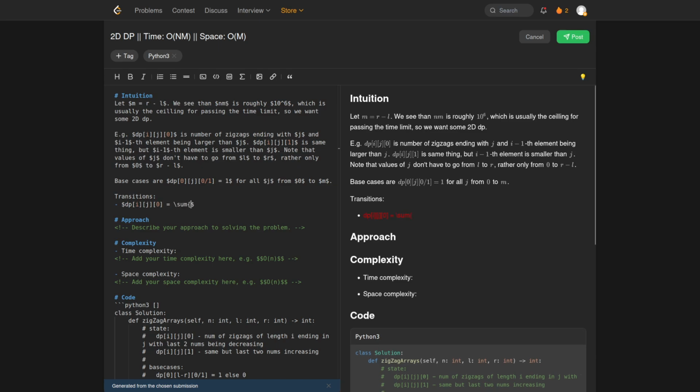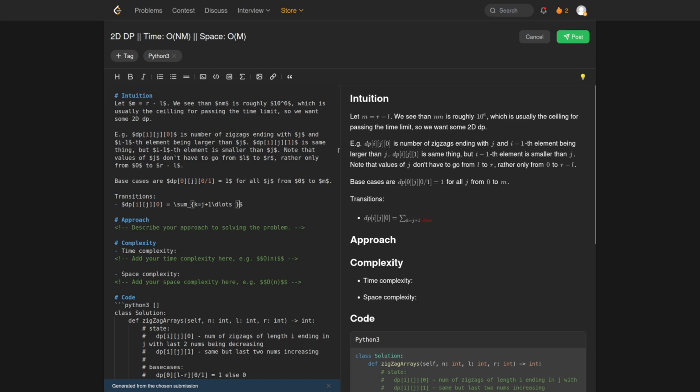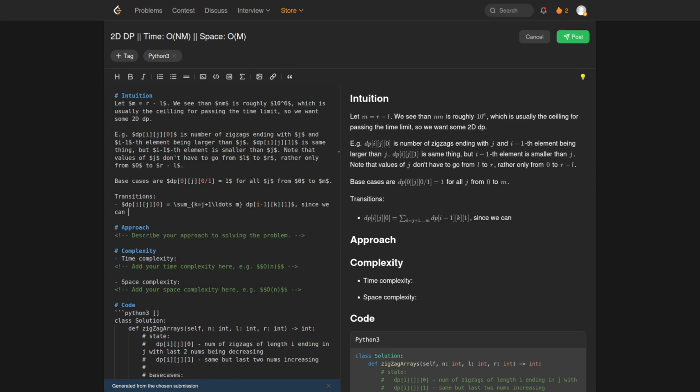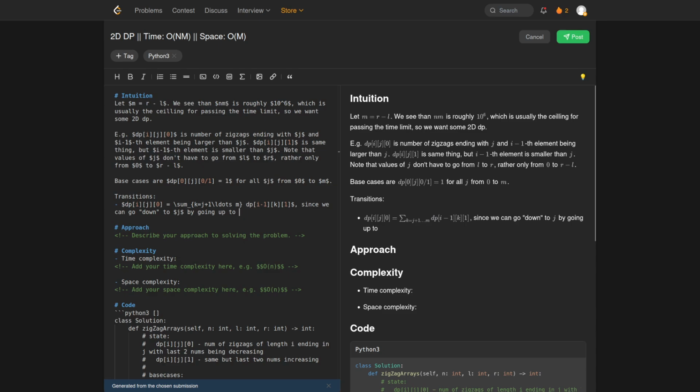dp[i][j][0] is the sum over k from j plus 1 to m of dp[i minus 1][k][1], since we can go down to j by going up to the sum over k over j.